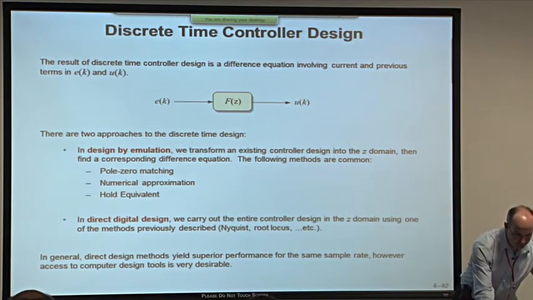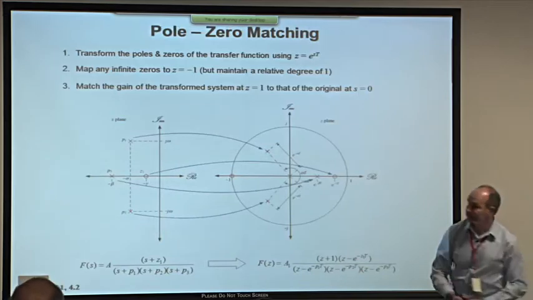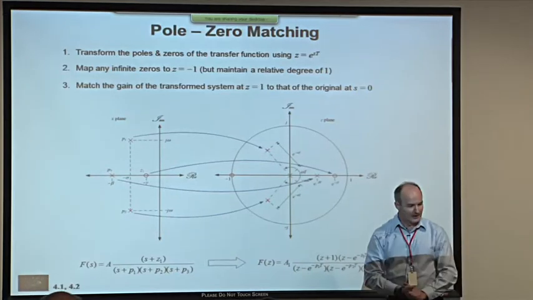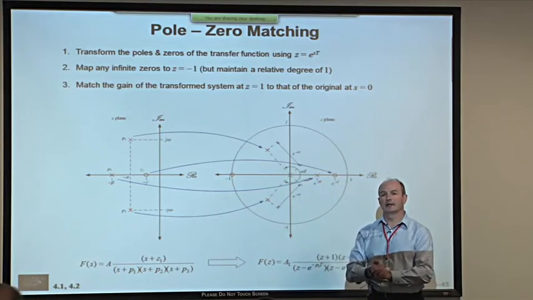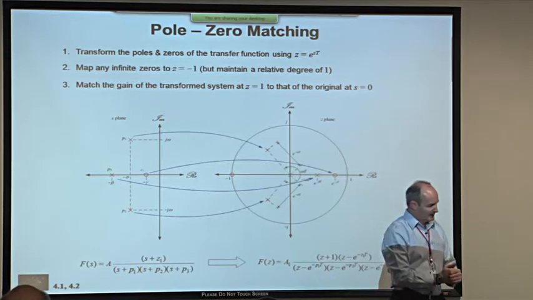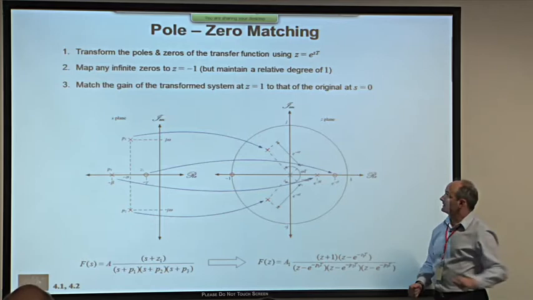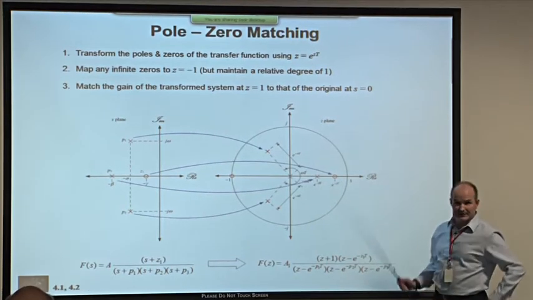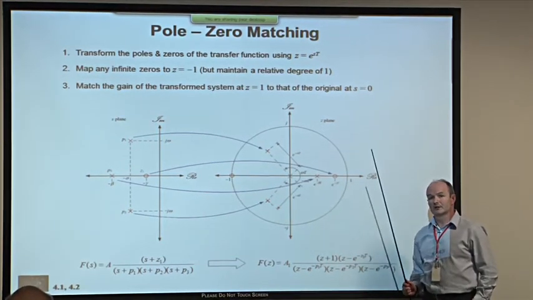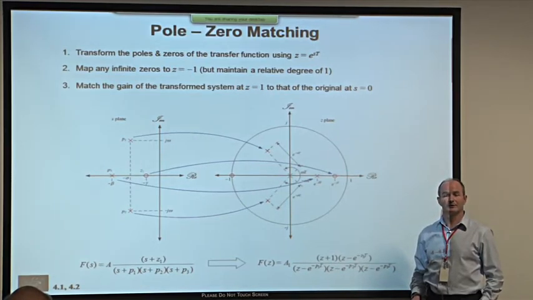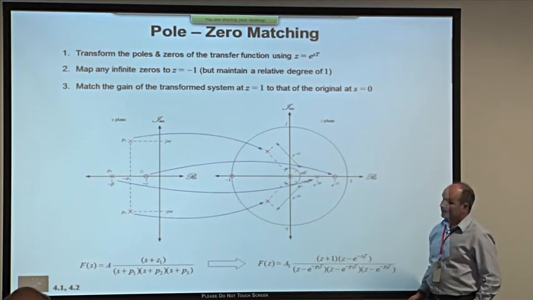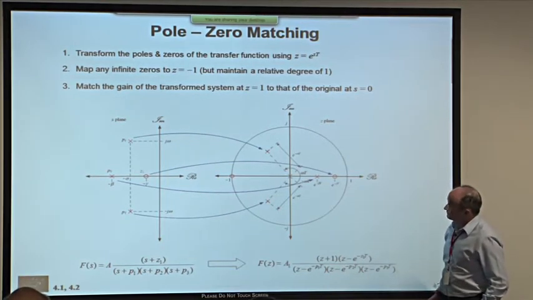So let's begin with design by emulation using the pole zero matching technique. Now remember before I told you that the z equals e to the st rule is exact for poles. The basis of the pole zero match technique is that if you also use it for zeros, the results are reasonably close, especially for relatively high sample frequency or low T, small T. And it does work reasonably well.